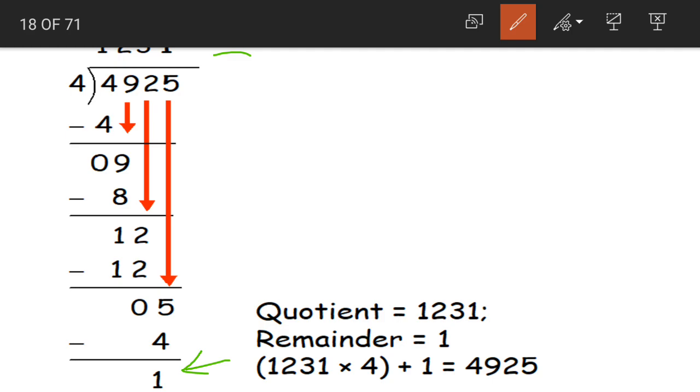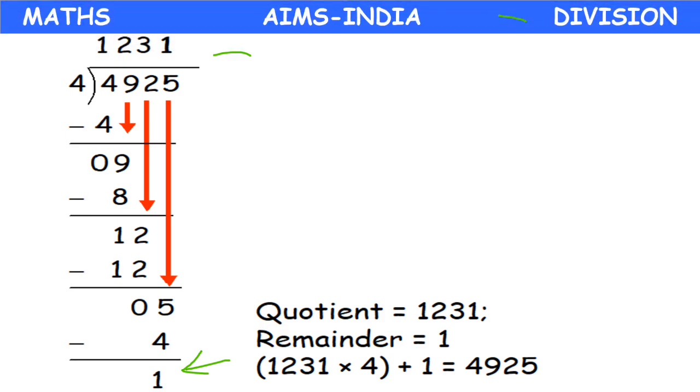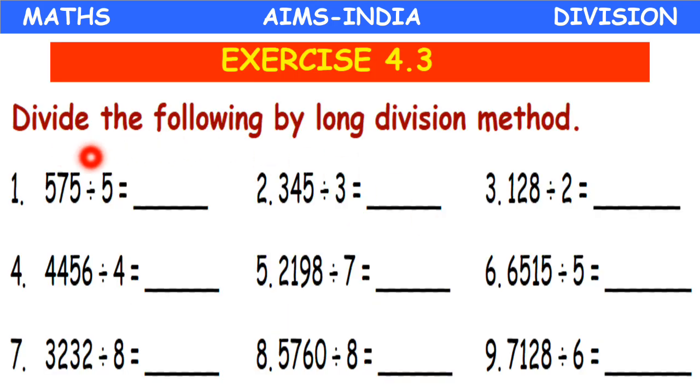1231 becomes our quotient and 1 is our remainder. Clear, children? See, if you are perfect with division of 2-digit numbers, you can divide 3-digit numbers, 4-digit numbers, or any digit number. For that you need to be good with your multiplication tables. Yes, now here is an exercise where we have to divide the following using the long division method. Long division method means the method that we have learnt just now.